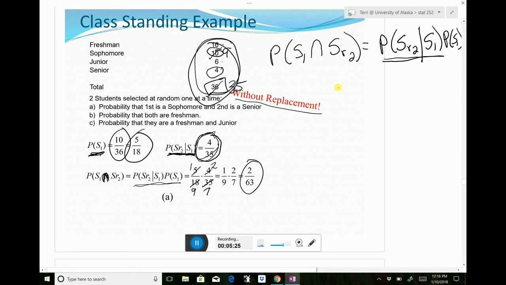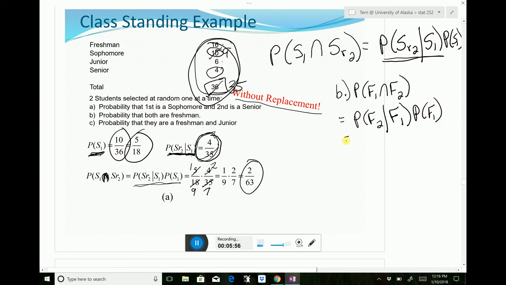So let's take a look at part B. What is the probability that both of them are freshmen? So we want the probability freshman 1 intersection freshman 2. So they both have to be freshmen. So this can be broken up. I know what the probability of freshman being second if I'm given that a freshman was chosen first, and I know the probability of a freshman being chosen first. So I can go, okay, the freshman chosen first was 16 out of 36.